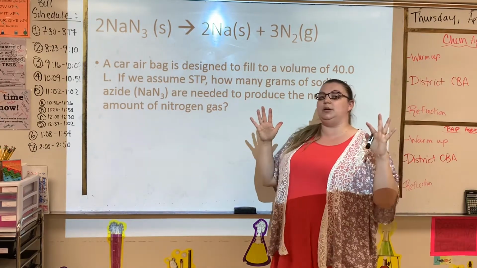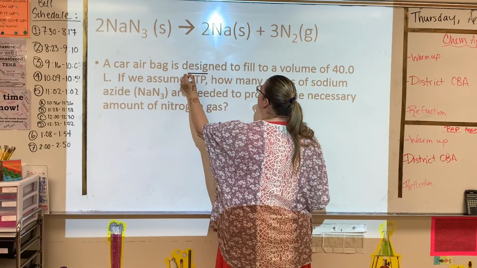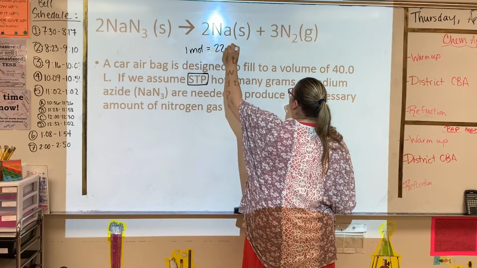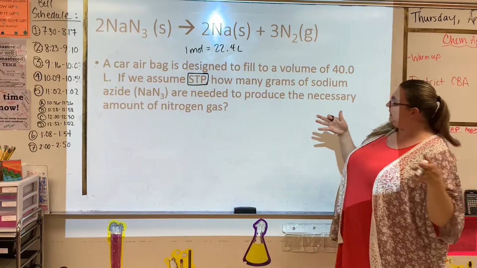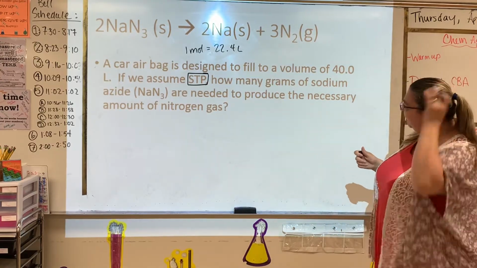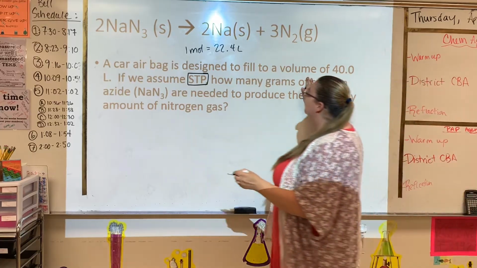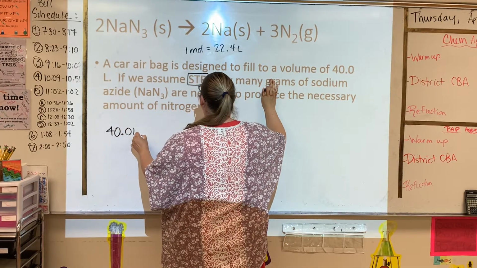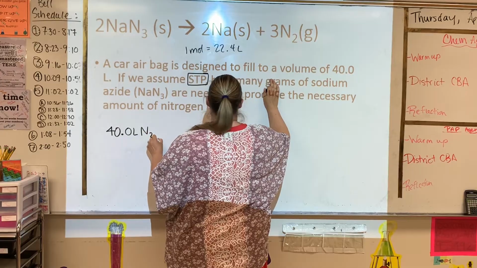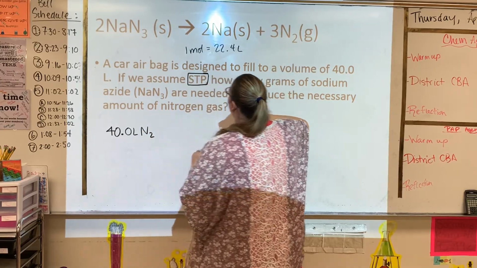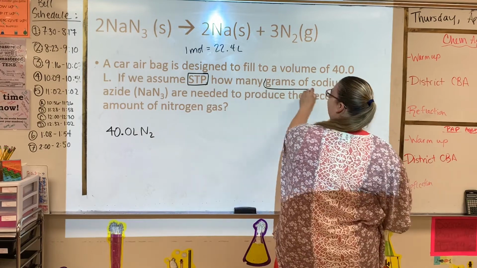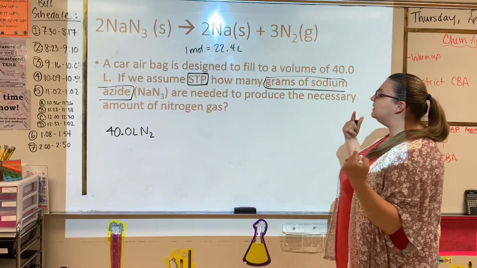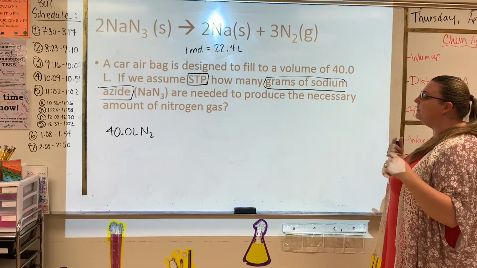Okay, so really important. We have to be at STP in order to use our standard molar volume of 1 mole equals 22.4 liters. If we are not at STP, we cannot do that, okay? So in this case we are, so we have a volume of 40.0 liters of N2 gas, okay? At STP. They want us to find how many grams of the sodium azide we need. So we want to go from liters of N2 to the grams of the sodium azide.